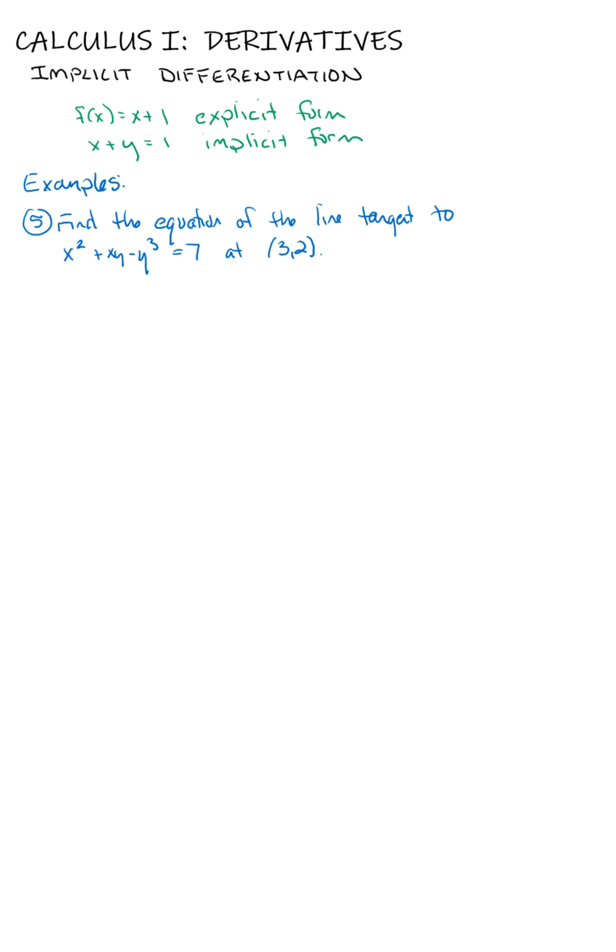Remember, implicit differentiation, again, is where we do not have to isolate y before we get started. We take the derivative of y, find dy dx within the equation. We also have to remember to always use the chain rule.